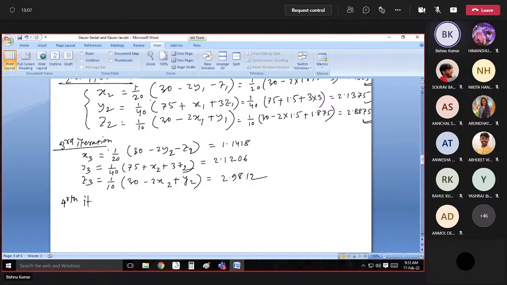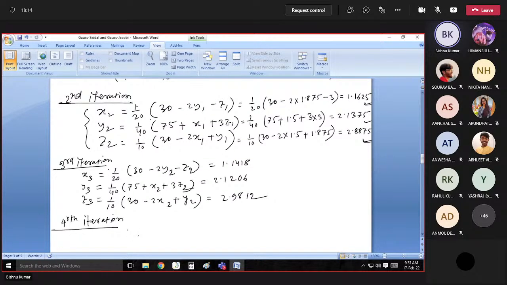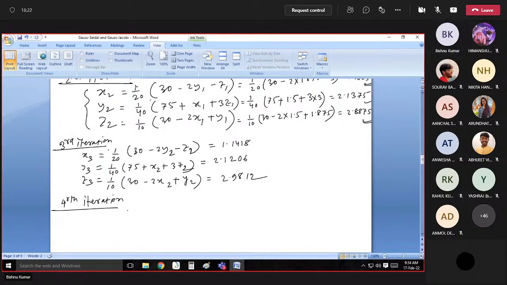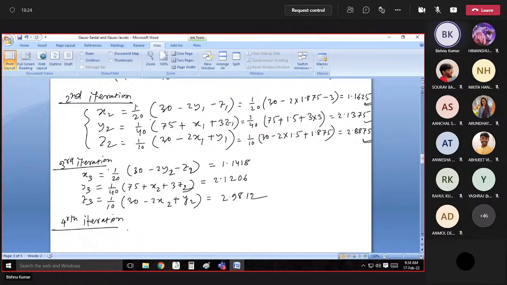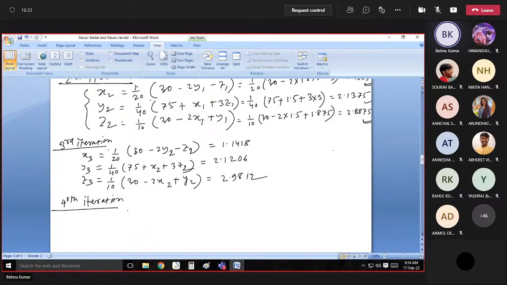Fourth iteration. Are you seeing if this result is matching? Still not matching actually. Try to do one more iteration. This is 1.6, 1.4, 2.12, 2.13, 2.8. Almost matching, but I'm still not getting the decimal places matching exactly.